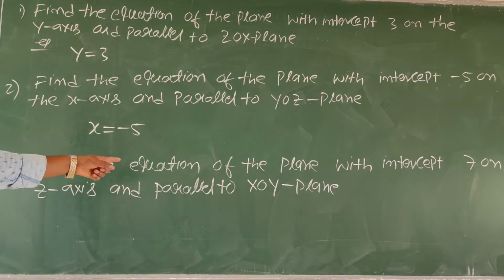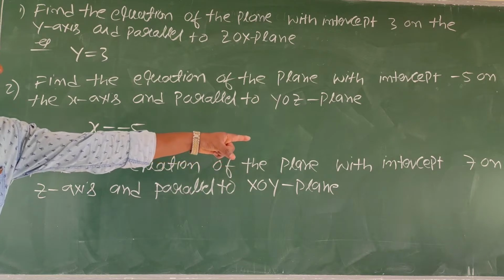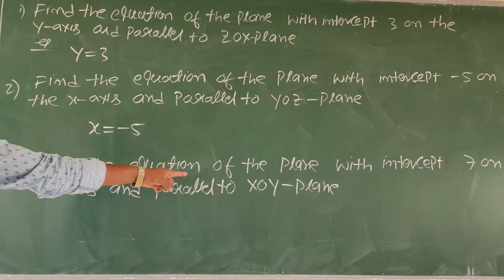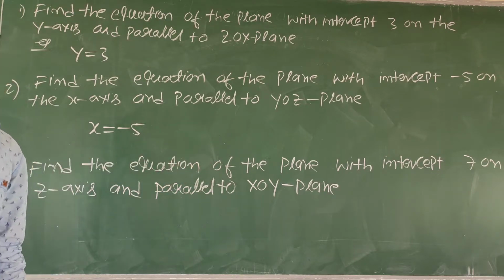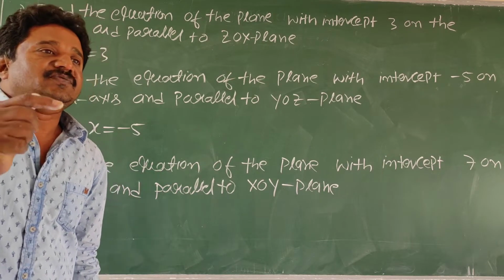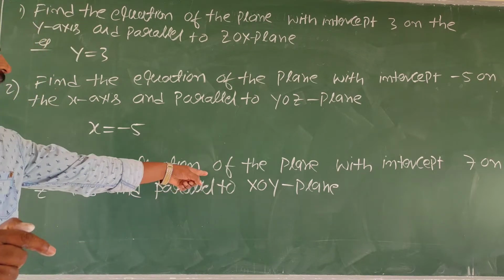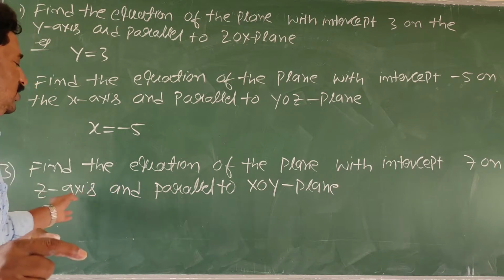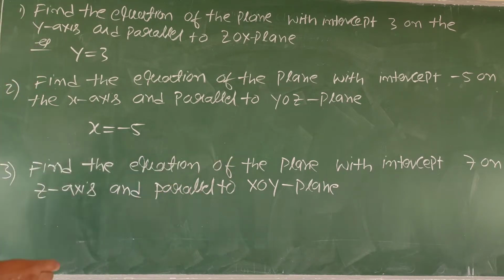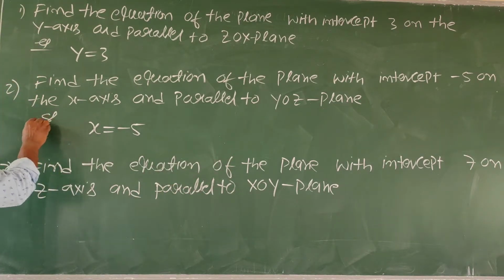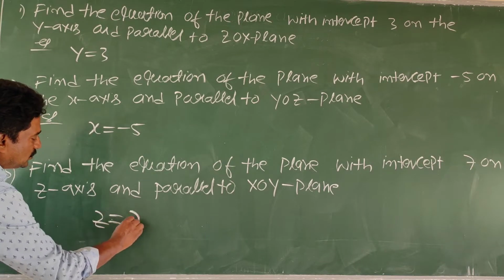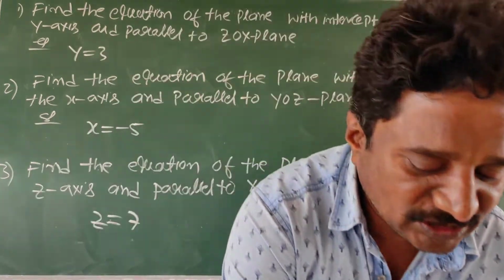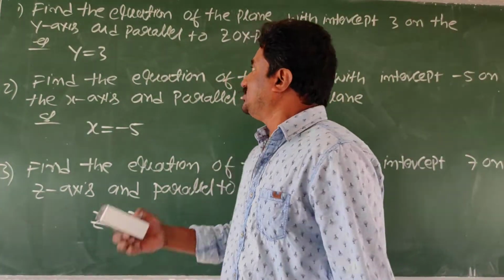Next question. Find the equation of the plane with intercept 7 on the z-axis. Z value, parallel to the XOY plane. Tell me the plane's equation which is parallel to the XY plane. So that is z is equal to k. Z is equal to 7 is given. Solution is z is equal to 7. Let us go for the next concept.